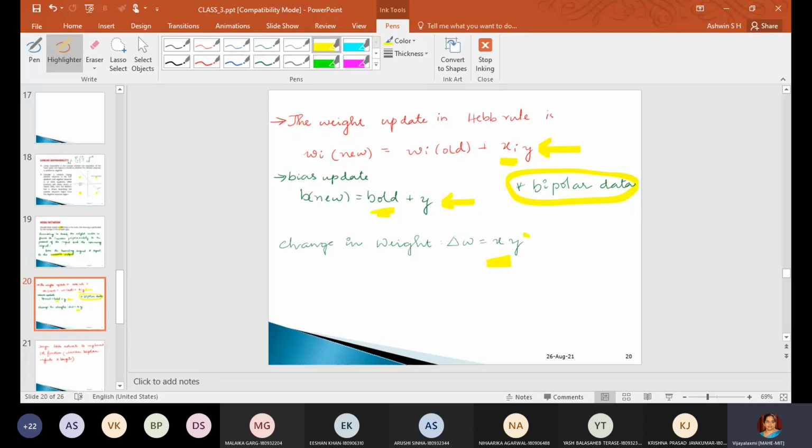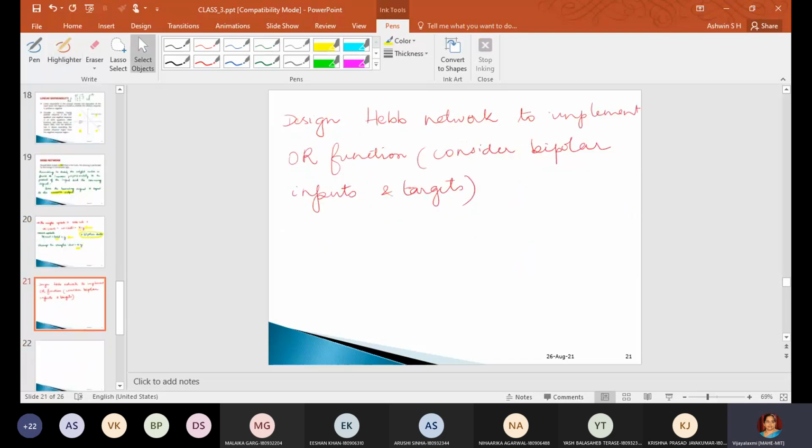Again, all this theory, if I tell it, you may not understand. We will solve one problem now, and it will definitely clear your doubts. The problem is to design a Hebb network to implement the OR function. Consider bipolar inputs and targets. In this implementation, we are considering bipolar inputs only.